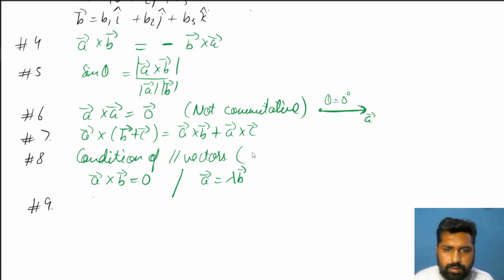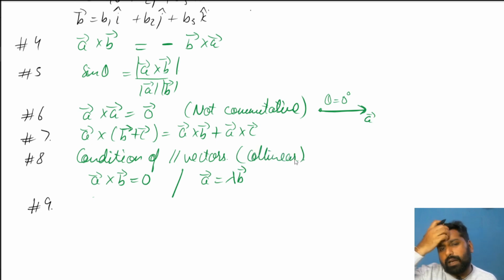Parallel, they can also use one word, collinear. Collinear also means parallel or anti-parallel. Anti-parallel means theta is 180. So even if theta is 180 degrees, sine 180 is still 0, so still the same condition. So whether they say parallel vectors or collinear, it's true. Now comes the application part.